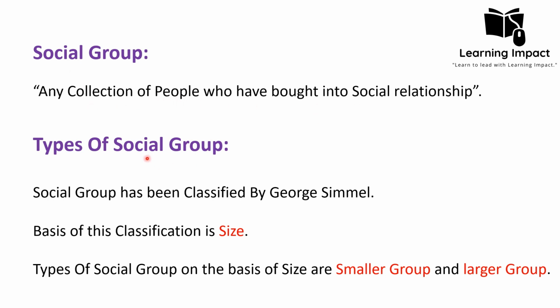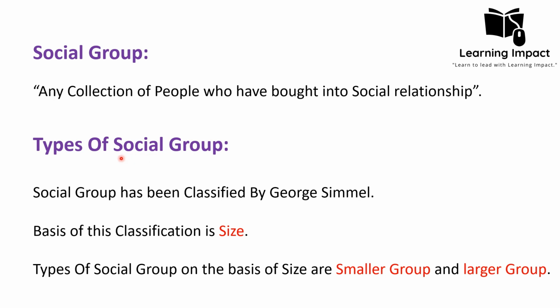Then types of social group. Social group classification has been done by various sociologists depending on the factor which has been considered as a criteria for classification. So for example, social group has been classified on the basis of size by George Simmel, which we will discuss in this lecture. Also, there are other classifications.